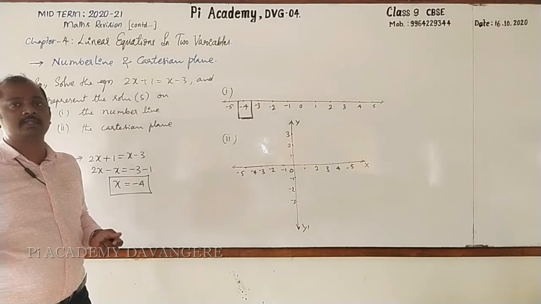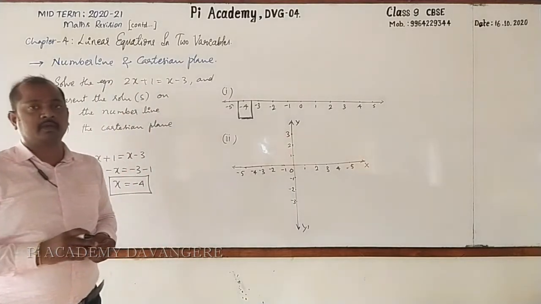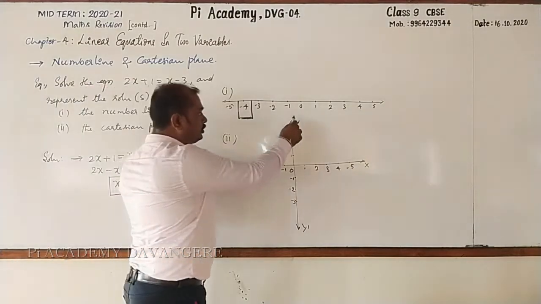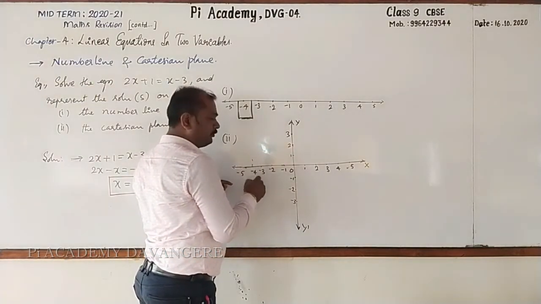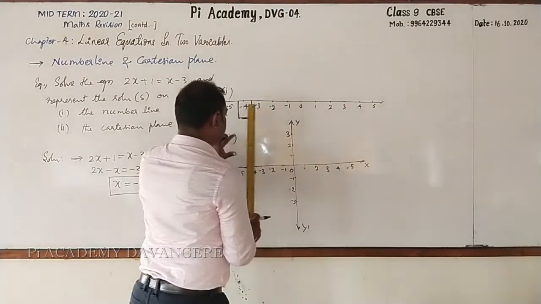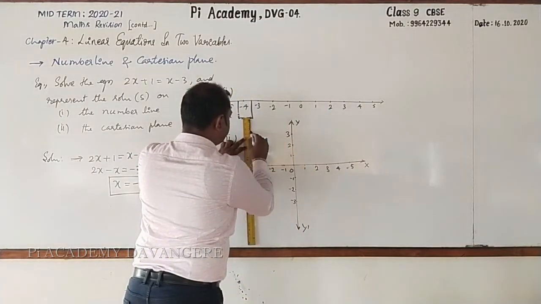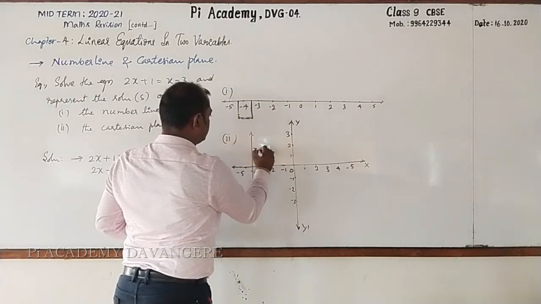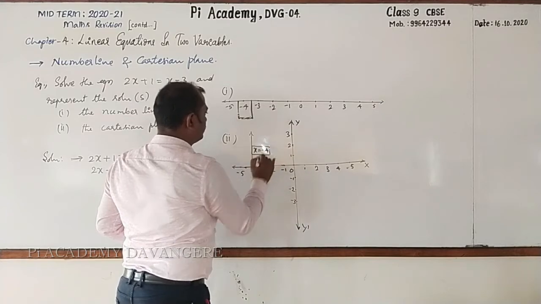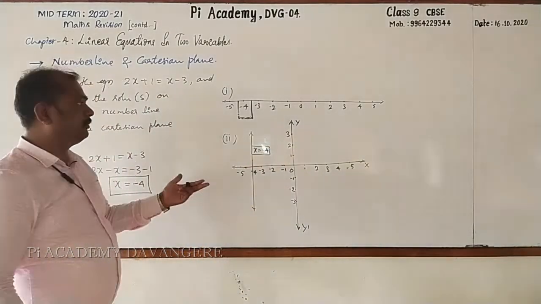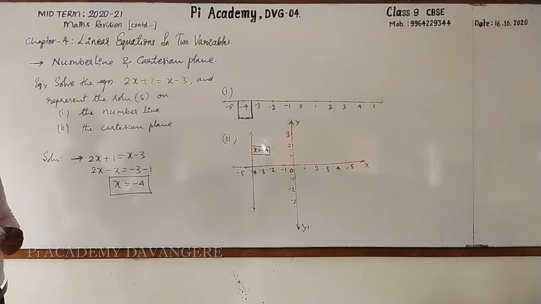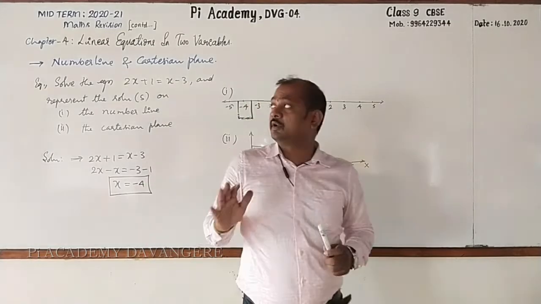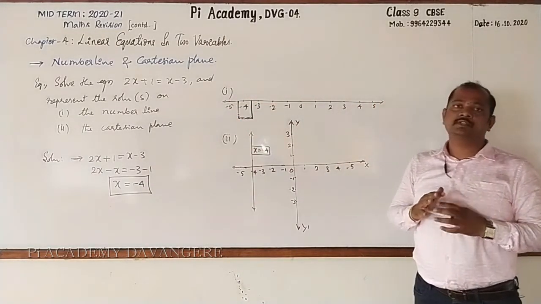If x is equal to constant, as we know that it is always parallel to y-axis. X equal to minus 4, parallel to y-axis. So through minus 4, we have to draw a straight line at point minus 4. See, this is x equal to minus 4. Followed? It is very important from the examination point of view. Please do practice. Okay. So this much is related to the chapter linear equations in two variables.